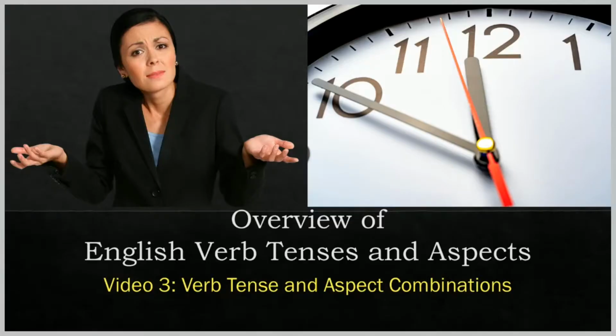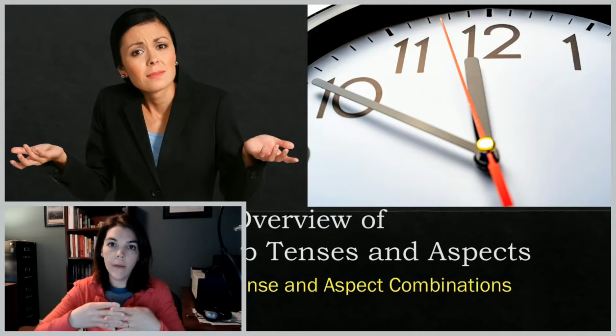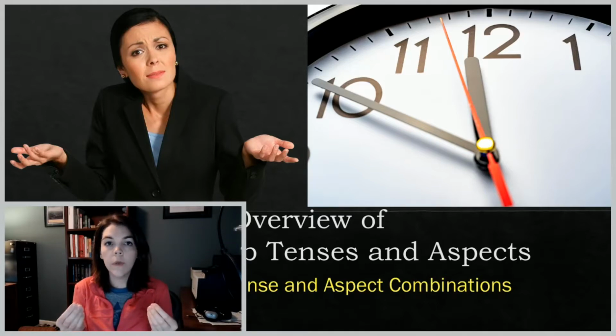This is our third video in a series of videos about English verb tenses and aspects. And today we're actually going to see how we start combining tense and aspect together. Today is all about combinations. So what I want to emphasize here is that I'm going to show you what happens when we link up verb tense with verb aspect. And I'll point out the similarities and the differences between these different combinations as we go along to help you understand the logic behind how these verbs come together.